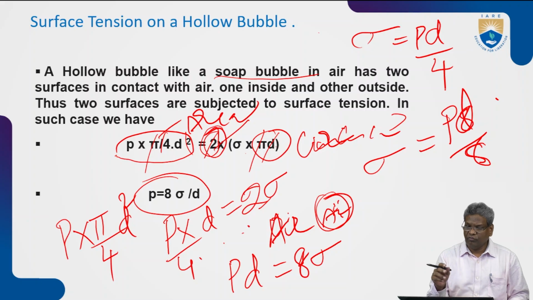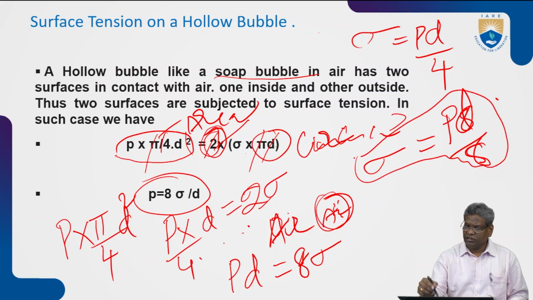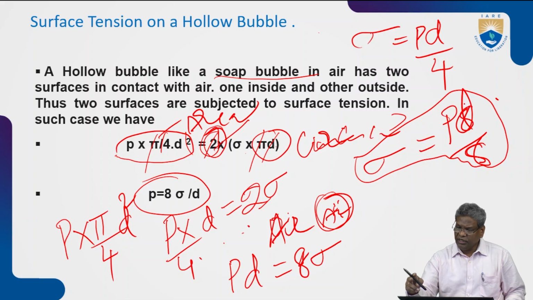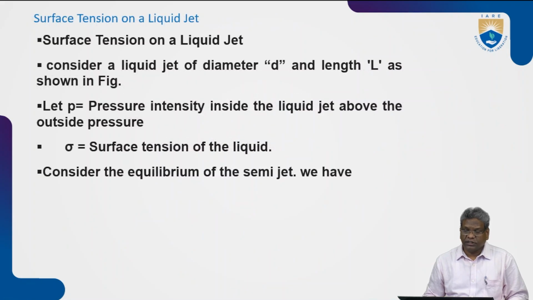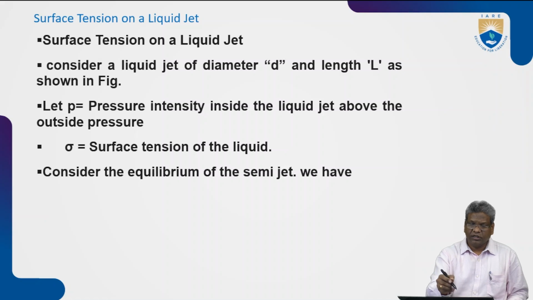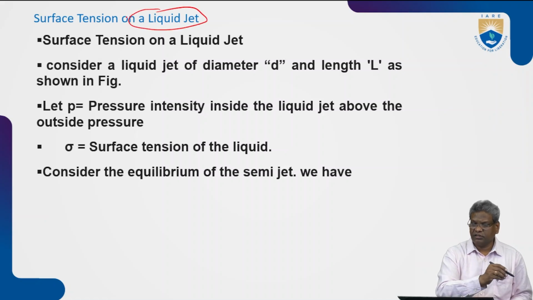In case of a hollow bubble like a soap bubble, sigma, the surface tension acting on the soap bubble, is PD by 8. Now we will go to the next case, which is a liquid jet.